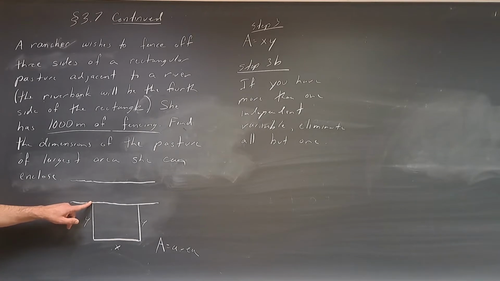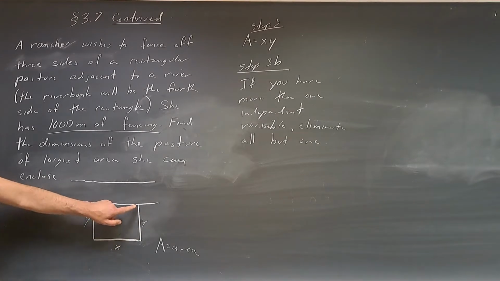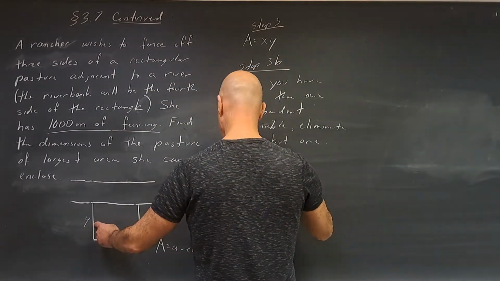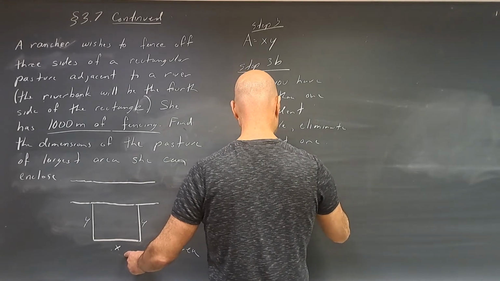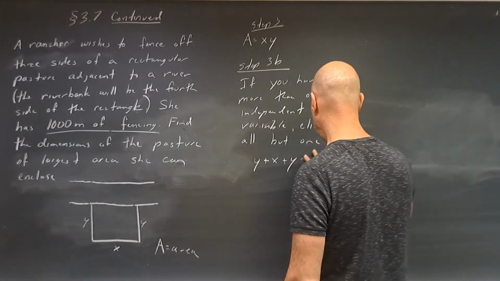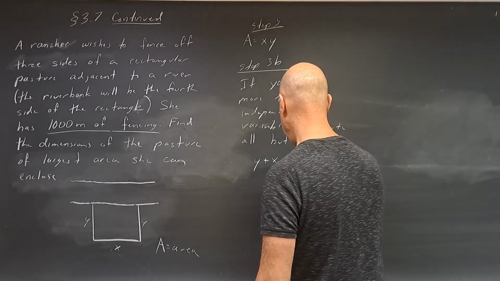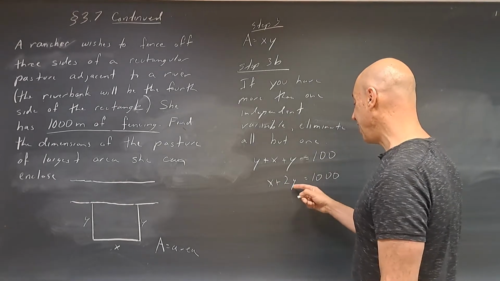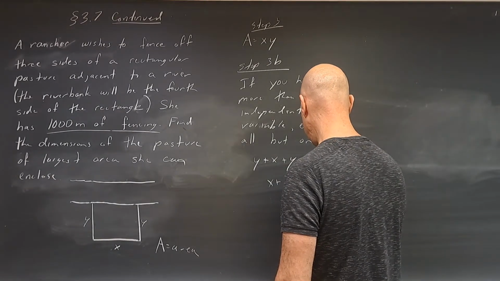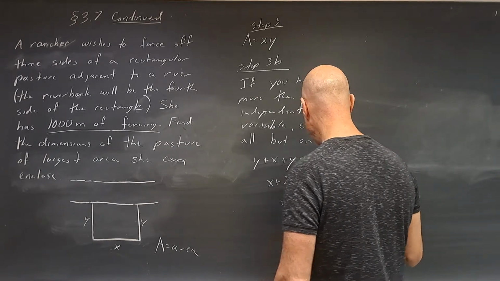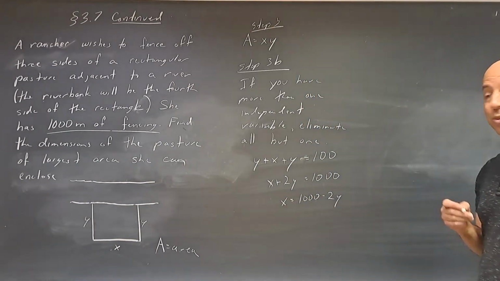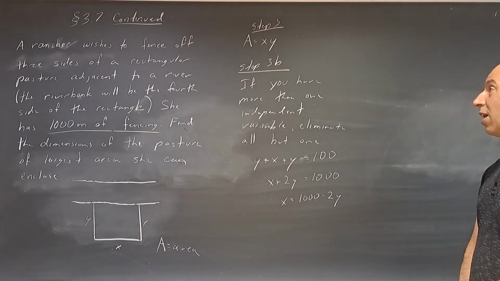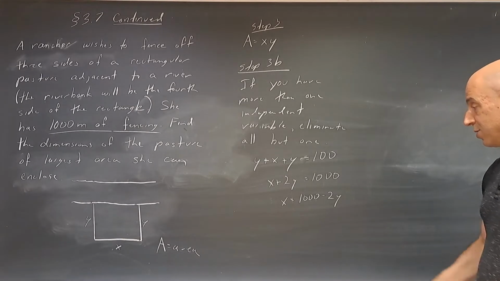We know we have 1,000 meters of fencing for this side and this side and this side. So let's write that down. y plus x plus another y equals 1,000. In other words, x plus 2y equals 1,000. And so I can go ahead and solve for x in terms of y. So x equals 1,000 minus 2y. This is a step we didn't have to take in the previous problem, but we do have to take here because we had too many independent variables when we wrote down our formula, in this case, for area.